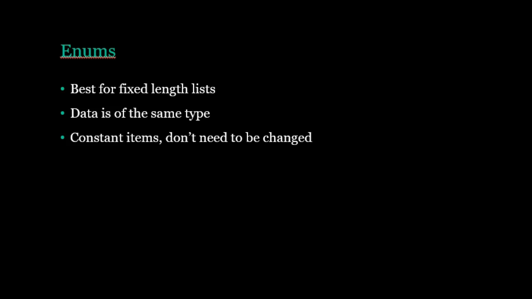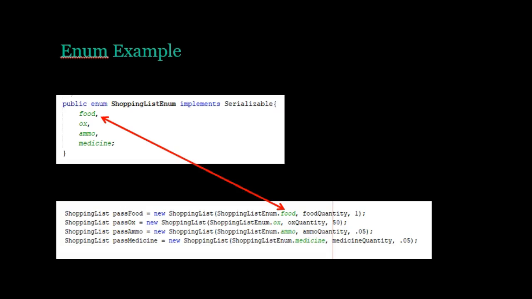An enum is best for a fixed length list. The data has to be all the same type and the items cannot be changed, so it has to be constant. Here is our shopping list enum and the contents of it, and you can see in the second image that those items then are receiving new values in the shopping list.